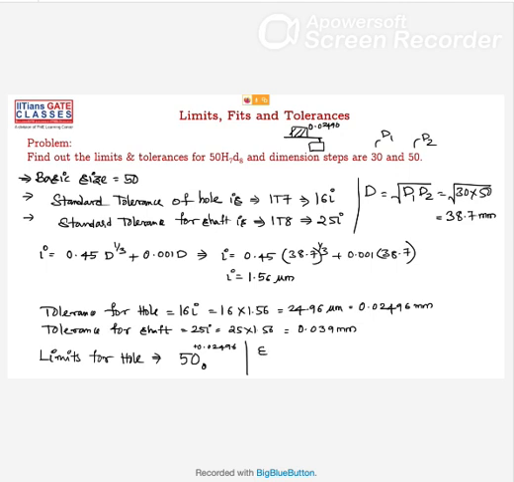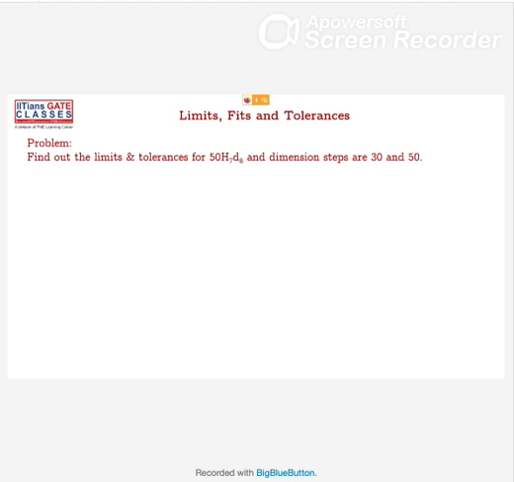So fundamental deviation for shaft. Okay, this page is different, next page is different. Let me copy this slide. Oh my God, it went. Oh, I erased all the things. Oh my God. Fine. At least you got the point, no?